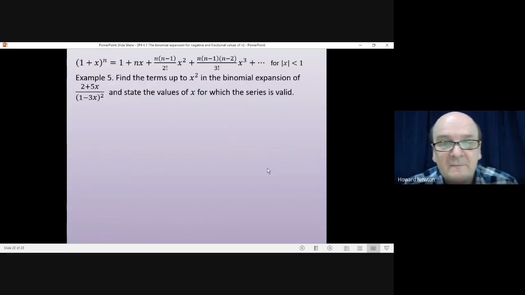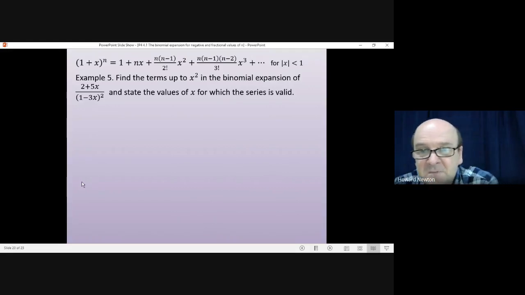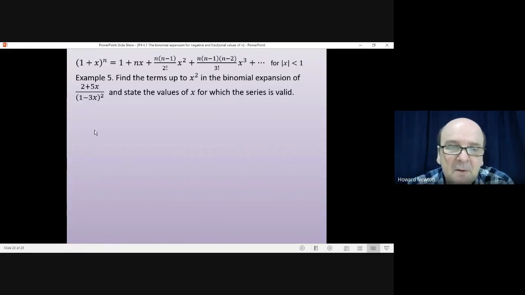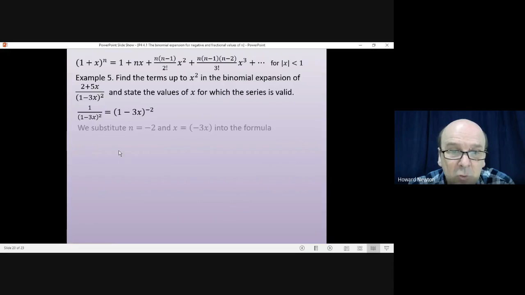Example 5. Find the terms up to x squared in the binomial expansion of 2 plus 5x divided by 1 minus 3x squared, and state the values of x for which the series is valid. Now again, the first part of the question is just the same as normal. So we'll just think about this bottom part of the fraction. So 1 over 1 minus 3x squared, that is the same as 1 minus 3x to the power of minus 2. And we're then going to expand this in the normal way by saying n equals minus 2, because that's the power. And a bit like in a previous question, instead of having x, we've got minus 3x. So we'll be substituting x equals minus 3x into the formula.